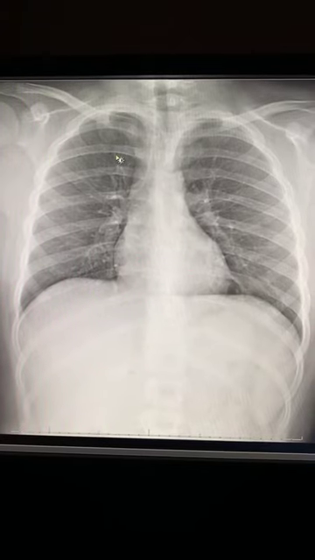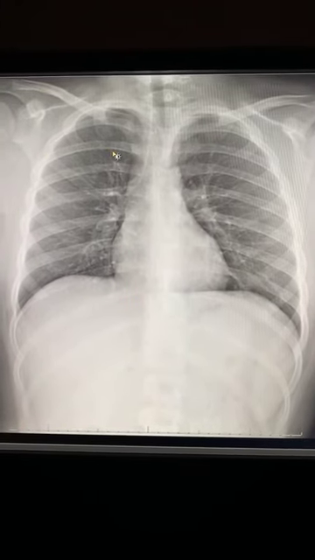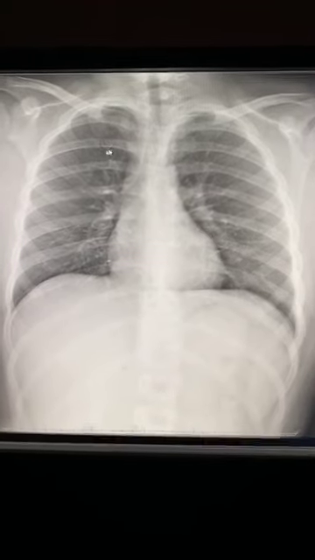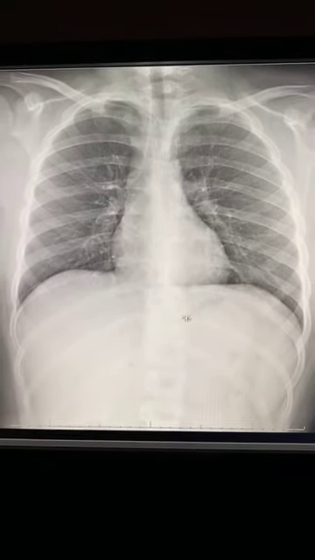Let's start off with the lungs, right? That's the moneymaker. This is what everybody wants to see. Something's going on with the lungs. Oh my God, is it pneumonia? Oh my God, does he have a pneumothorax? What's going on here, right? So I'm gonna start off with the lungs.